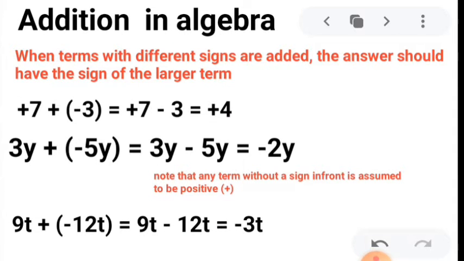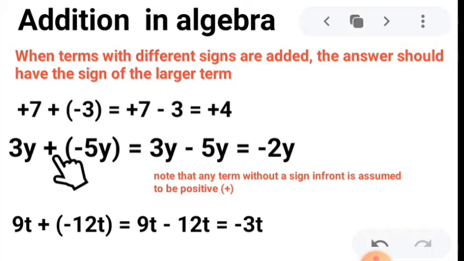Now, when terms with different signs are added, the answer should have the sign of the larger term. For example, 7 and minus 3. 7 is larger than 3, so the answer takes a plus sign. So 7 plus minus 3, when you remove the bracket, 7 minus 3 will give you plus 4.